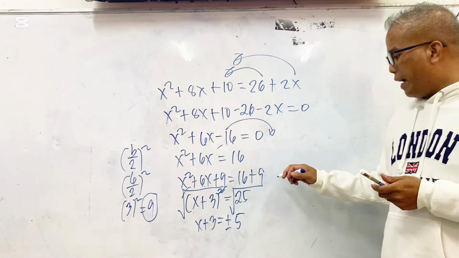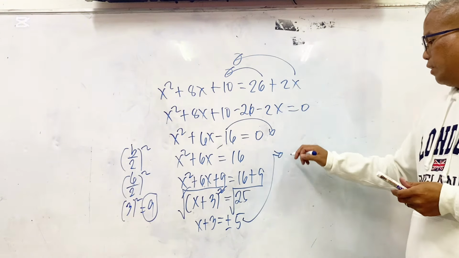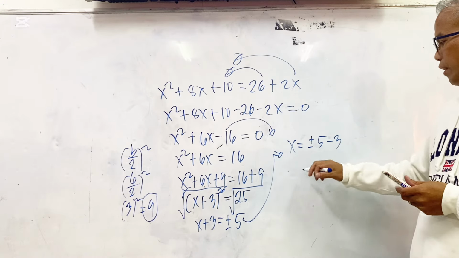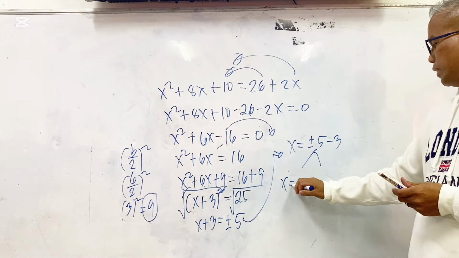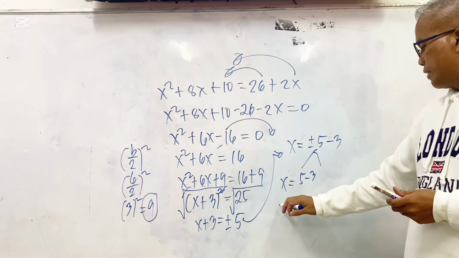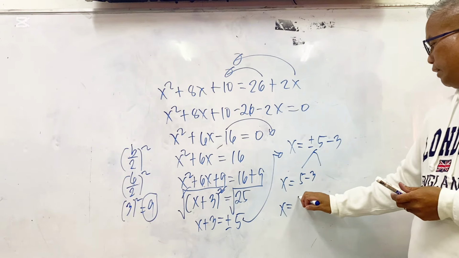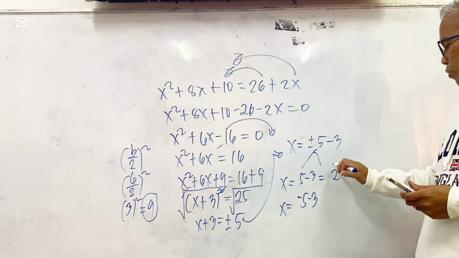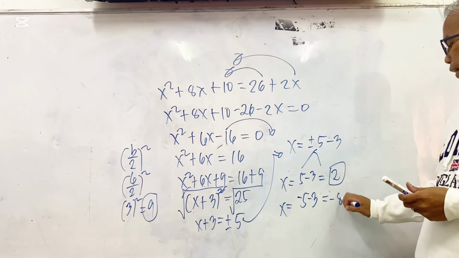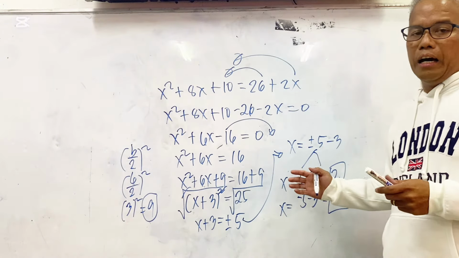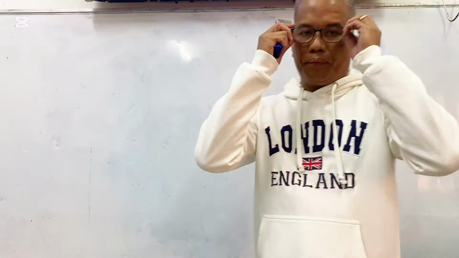And then, the answer now, we will bring it here. So, x equals positive negative 5 minus 3. So, which means x equals 5 minus 3. Then, another answer is x equals negative 5 minus 3. So, the answer here is equal to 2. Then, here is equal to negative 8. So, that is the final answer. Then, these are the roots of the quadratic equation.